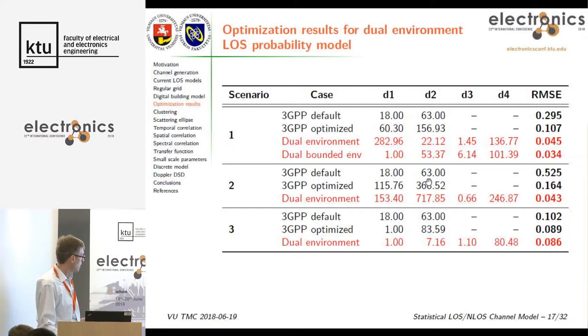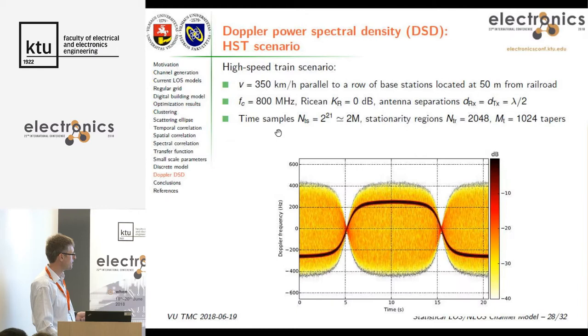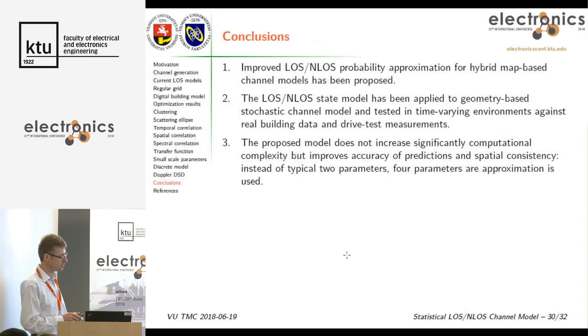our main results were also applied to a high-speed train scenario, which should capture also the Doppler speed quite correctly. And in conclusion, we achieved improvement in line of sight and non-line of sight probability approximation for hybrid map-based channel models. And it does not increase very much the calculation complexity, but improves accuracy by the combined method.